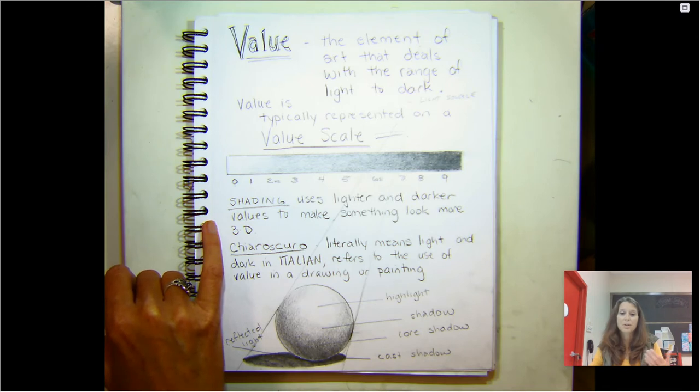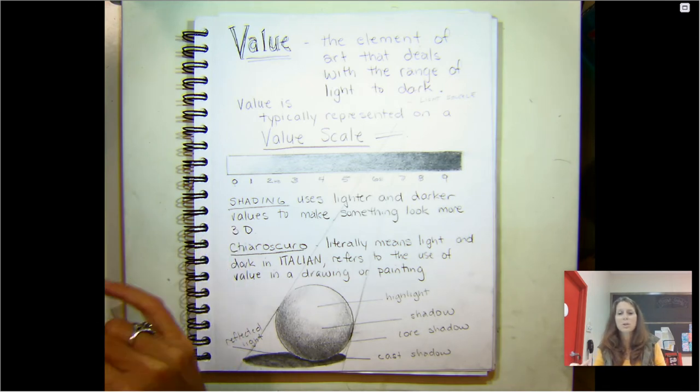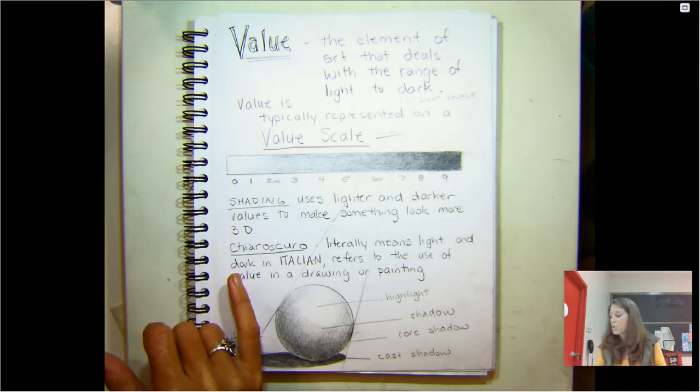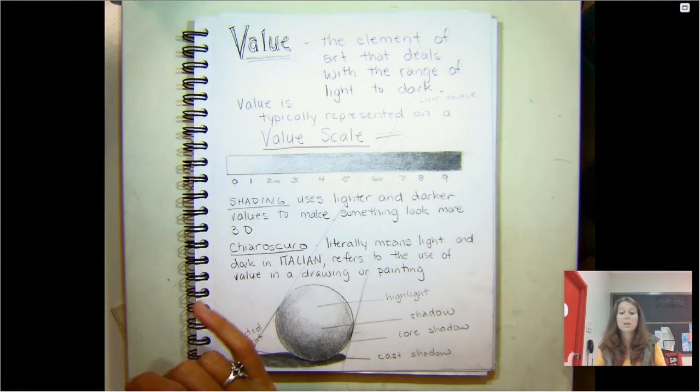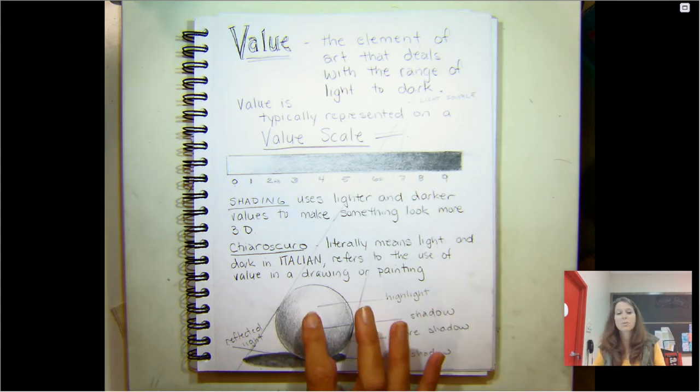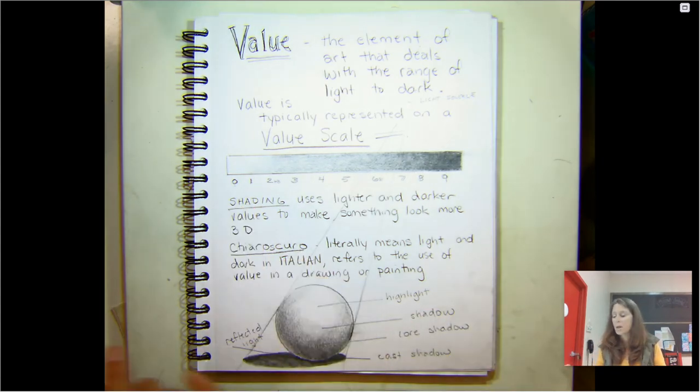Shading uses light to dark values, and we're also trying to create something 3D. And then our word chiaroscuro, which literally means light and dark in Italian, and we use that when we reference paintings. We talked about the highlight is going to be the zero on your value scale. Your shadow starts past the equator. Your core shadow is going to be a little bit deeper from that equator. And then your cast shadow is the only place that's going to have the nine. The other thing that we're looking at is reflected light, and reflected light is that area just on the very base of the sphere.